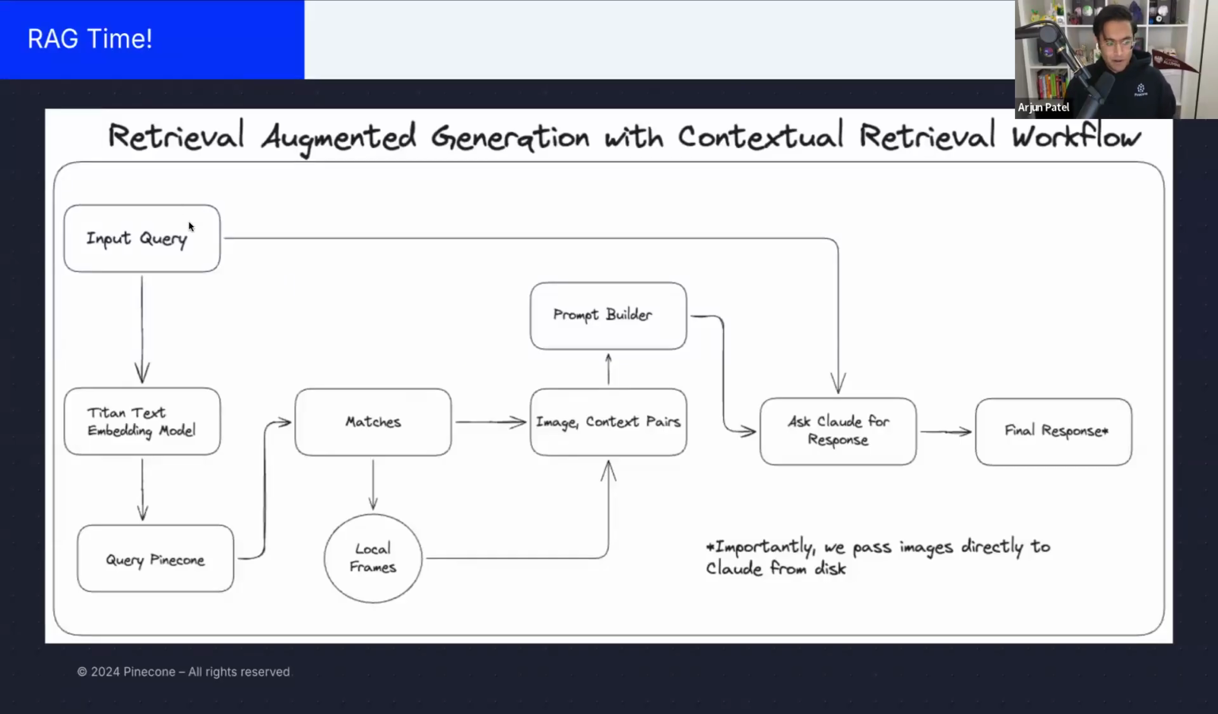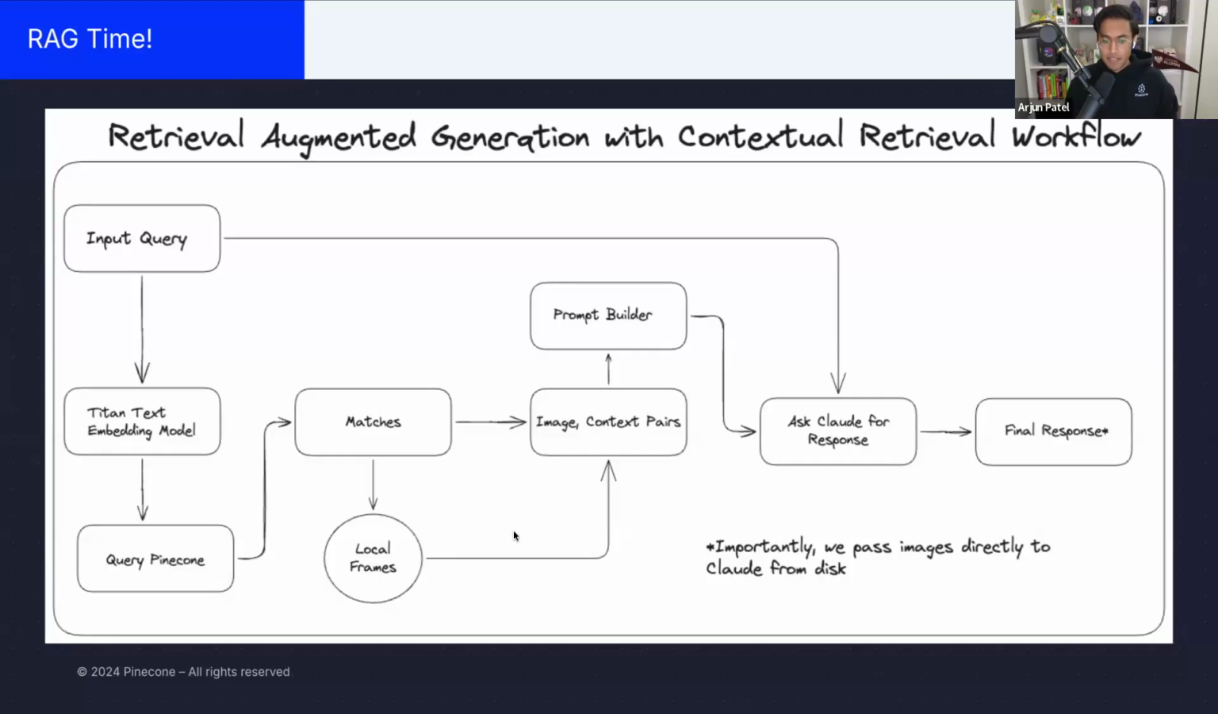So we'll have our input query, which gets embedded by the Titan text embedding model, and we'll query Pinecone with that. That'll yield a set of matches, which are going to contain the image context pairs as metadata. So the matches will be the contextual descriptions, but we'll be able to figure out what those full descriptions are and what image paths we should be looking at because of the metadata that's attached to them.